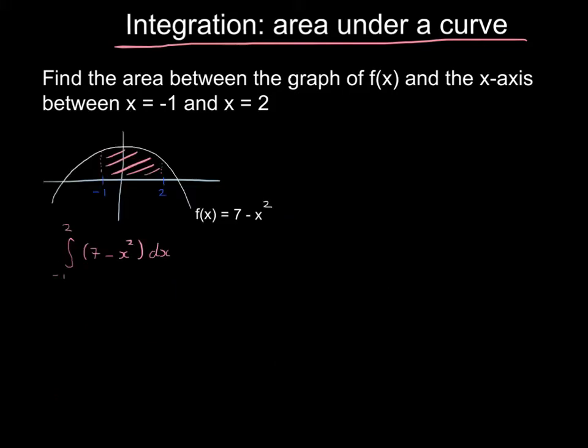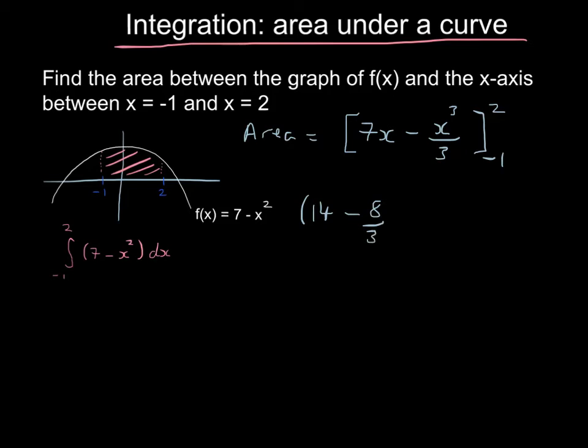So let's come up here to do our working out. So we want the integral from minus 1 to 2 of 7 minus x squared dx. So we know that the area will be what we get if we integrate. So we integrate the function, we'll get 7x minus x squared will integrate to x cubed over 3, and that needs to go between 2 and minus 1 down here. And now we substitute in the limits. So we have 7 times 2 is 14, minus 2 cubed is 8, so 8 over 3. That's the top limit done.